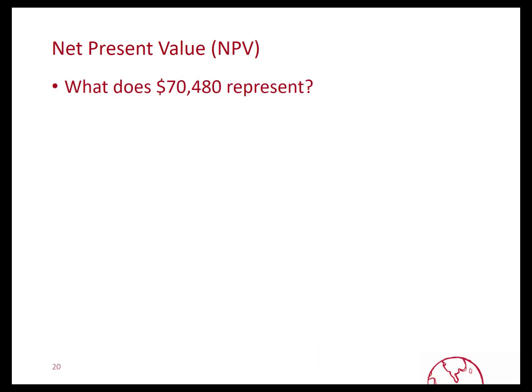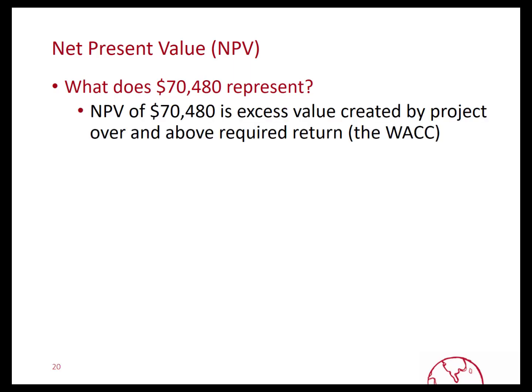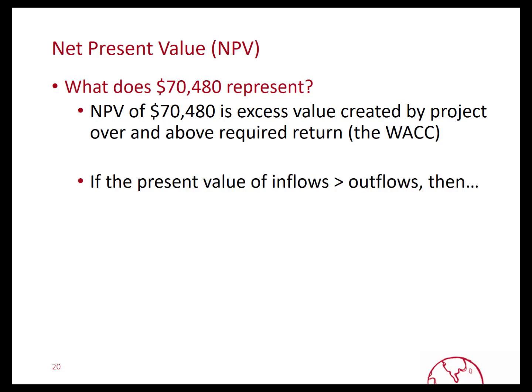But what does that $70,480 represent? Is that a good number? Or is that a bad number? Well, because we've discounted at 9%, this $70,000 represents excess value in today's dollars that is generated by the project over and above that 9% return. Think about it. That project is actually generating a lot of cash, more than the $150,000, but it was hard to know how much of it was excess until we discounted it.